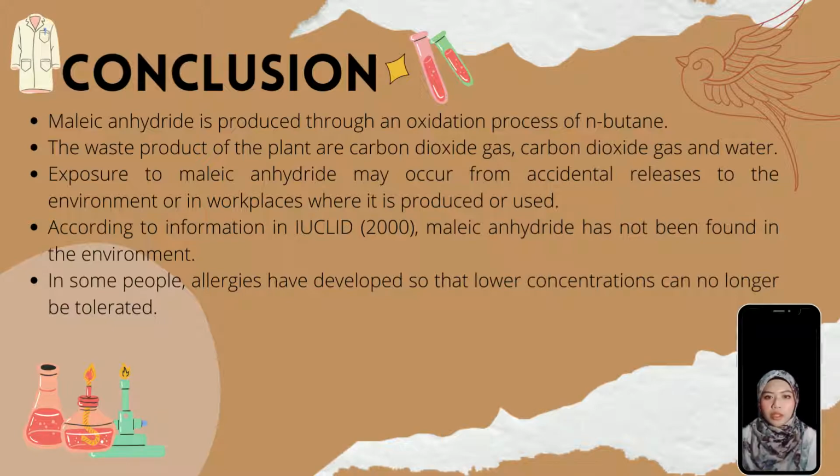Chronic exposure to maleic anhydride has been observed to cause chronic bronchitis, asthma-like attacks, and upper respiratory tract and eye irritation in workers. In some people, allergies have developed so that lower concentrations can no longer be tolerated. Kidney effects were observed in rats chronically exposed to maleic anhydride via gavage. That's all from me. Thank you.